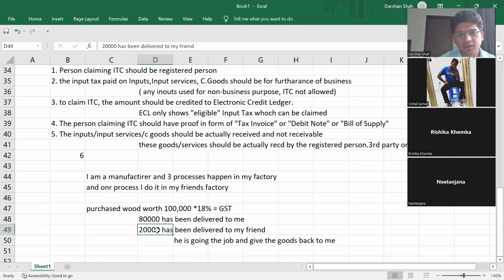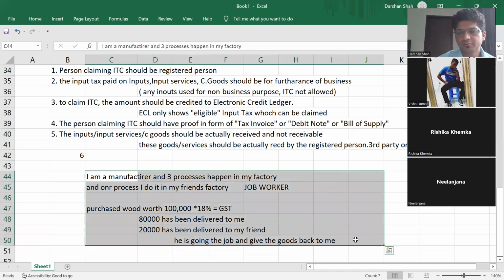20,000 has not been delivered to me. It is delivered to some other person. Let us call that other person a job worker. There is a specific term in indirect taxes for that. That job worker is doing the processing for me only, but in some other factory, right? So this 20,000 has been delivered, but to my job worker. That's okay, because the job worker is again working for the furtherance of my business only. So I can claim input GST on this entire 1 lakh into 18%. Understood this example?